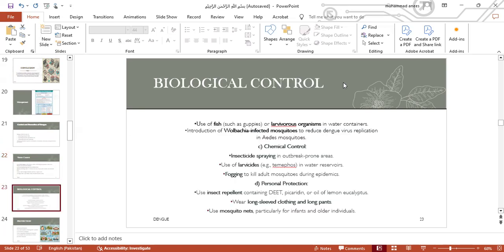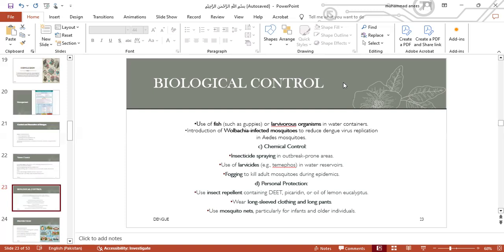and plant saucers weekly. Moving on to the biological control, which has been done in some developed countries, like use of fish such as guppies or larvivorous organisms, which ingest the larva of dengue virus in water containers. Introduction of Wolbachia infected mosquitoes to reduce dengue virus replication in Aedes mosquitoes. So what has been done in Pakistan is chemical control, like insecticide spray in outbreak-prone areas, use of larvicides in water reservoirs, fogging to kill adult mosquitoes during epidemics.